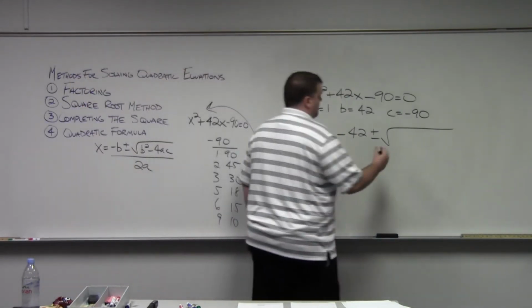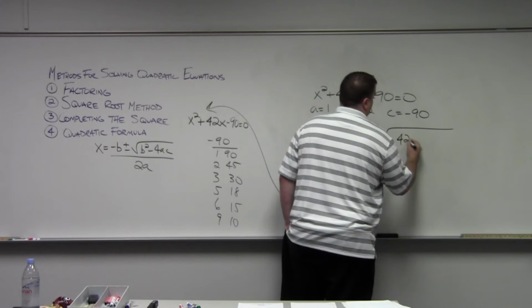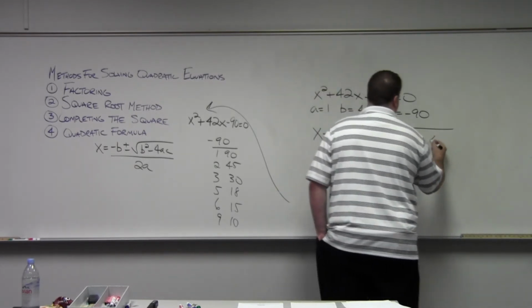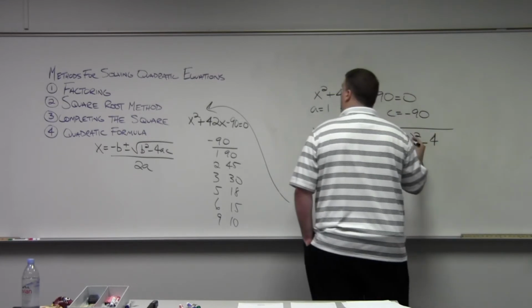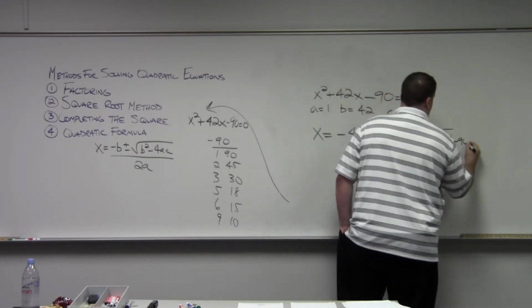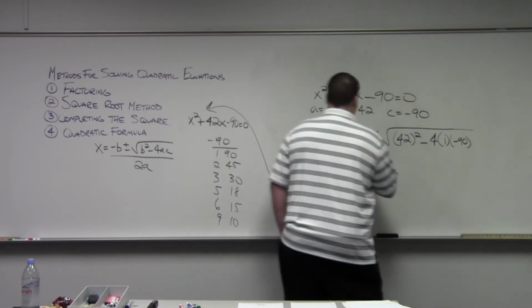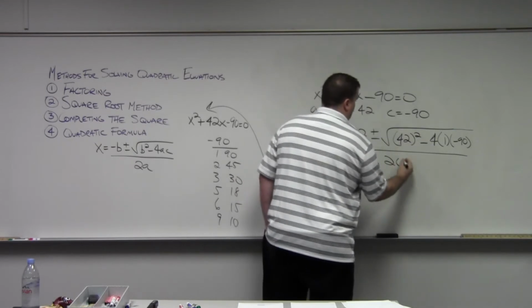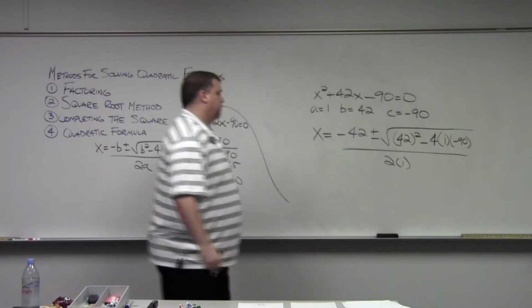B squared minus 4 times A times C over 2 times 1.